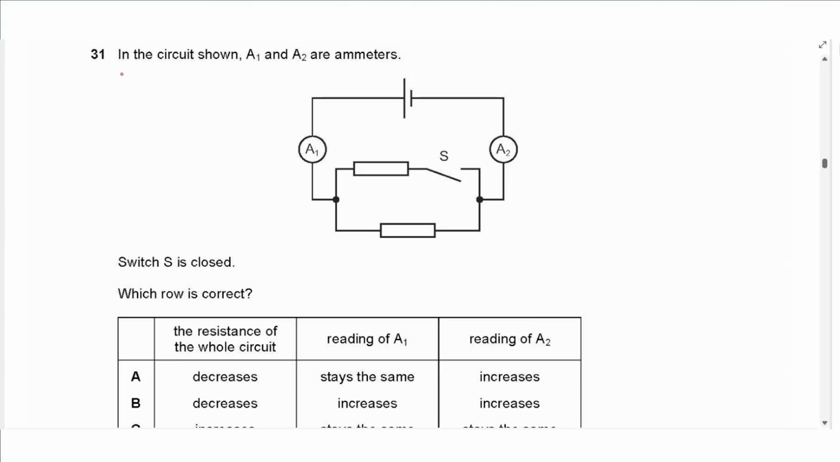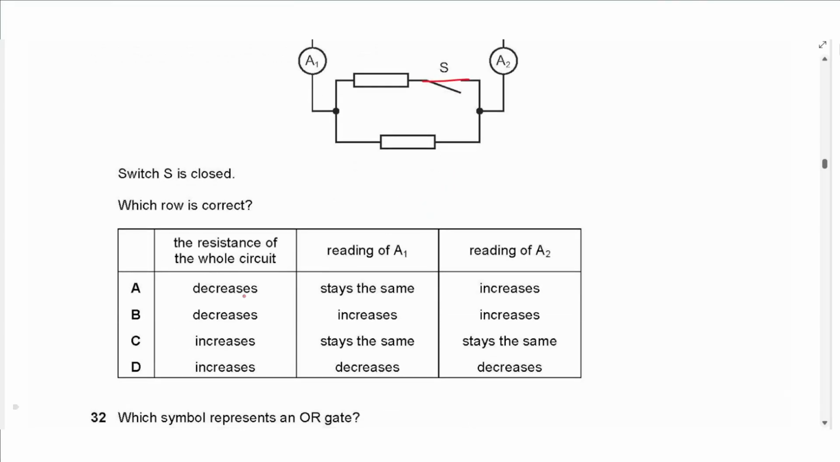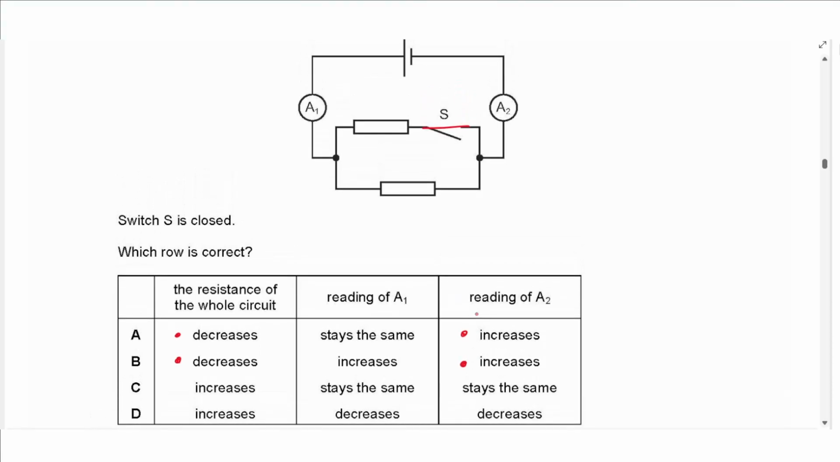In question 31, it says in the circuit shown, A1 and A2 are ammeters. Switch S is closed. It was open at first, then it is closed. So now we have more resistors in parallel. Which row is correct? The resistance of the whole circuit decreases or increases. When you add resistors in parallel, you actually decrease the resistance, which causes the current to increase in the circuit as a whole. So A1 and A2 are connected to the battery or measure the total current in the circuit. So if one of them increases, the other must increase. So the answer is B.